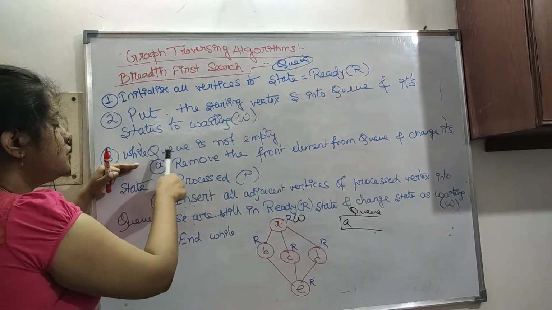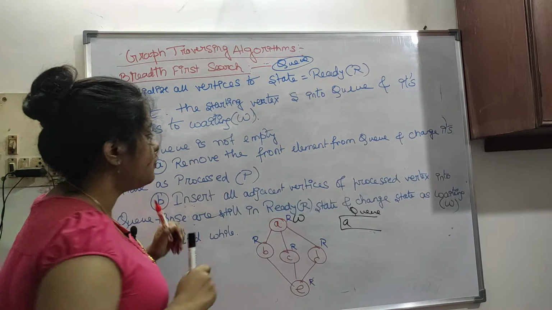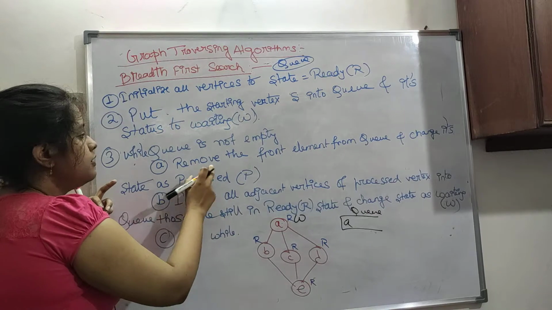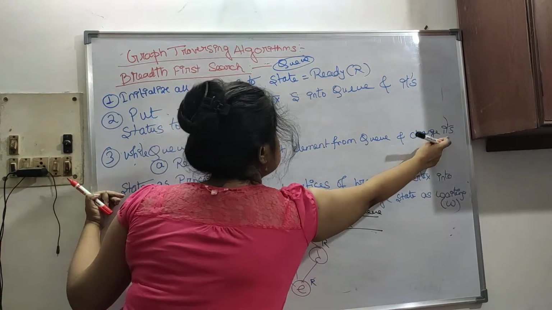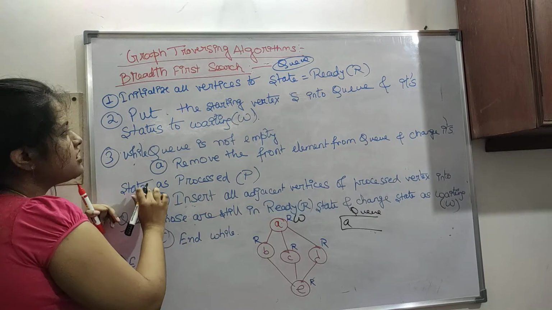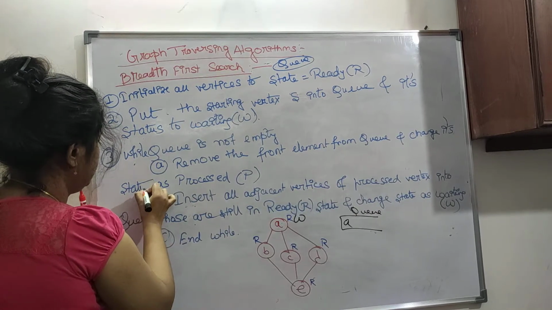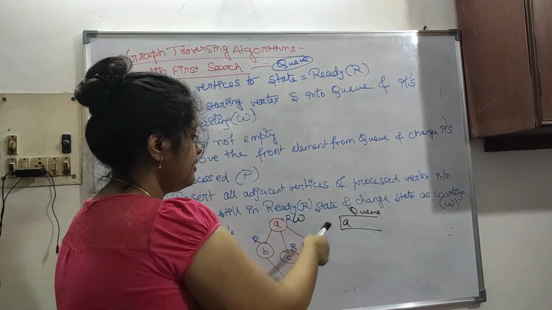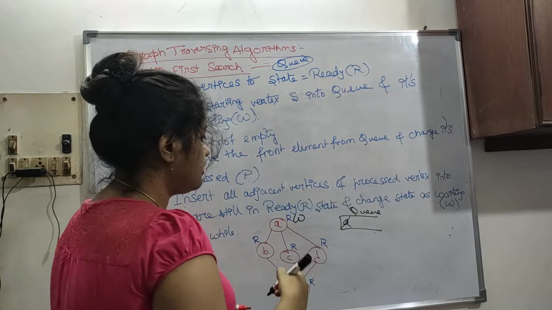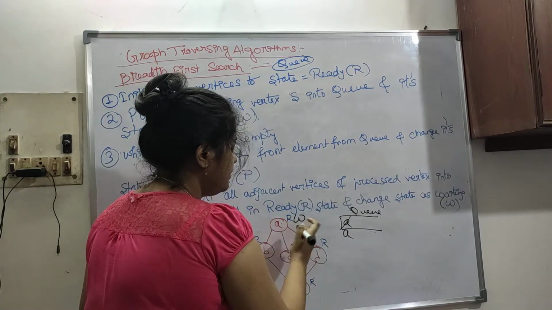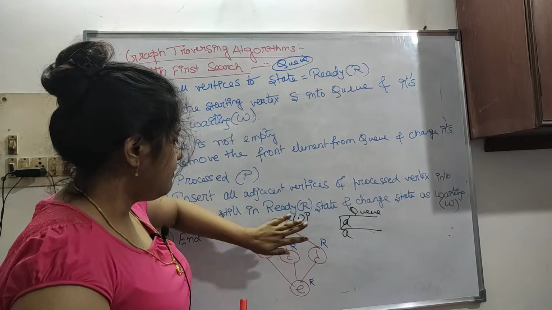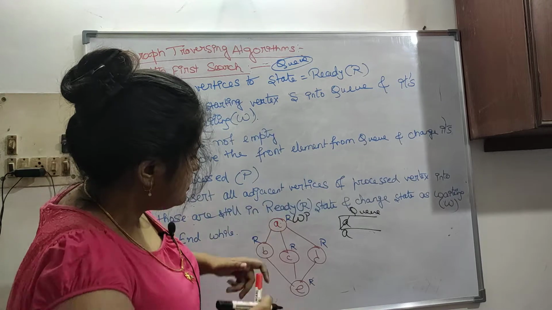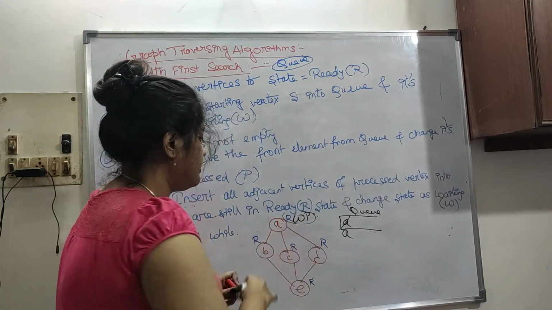So now, while the queue is not empty, our while loop is activated. Remove the front element from the queue and change its status to processed. So we are just dequeuing from the queue and changing the state to processed. So these 3 steps are done.